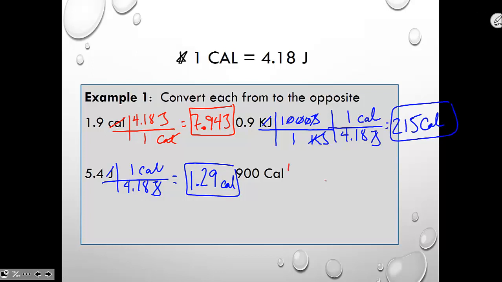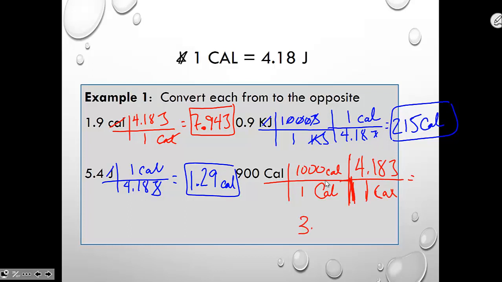If we have capital calories, it's the same process, because remember, capital calories represent 1,000 lowercase calories. And then we could convert from calories to joules. So we would get 3.76 times 10 to the 5th joules would be 900 capital calories.